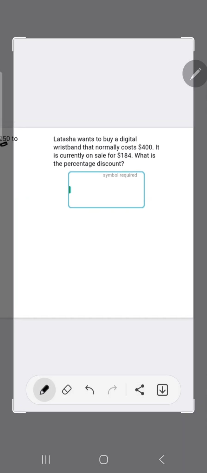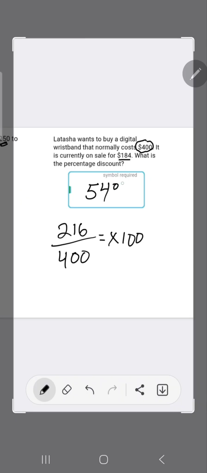Next problem, it has a wristband that normally costs $400 and it's on sale, so it went down. So 400 minus 184 ends up being 216 for my difference. Dividing by 400, because that was the original amount, multiply by 100. So you get 216 divided by 400, multiply by 100, ends up being exactly 54% with no decimals.